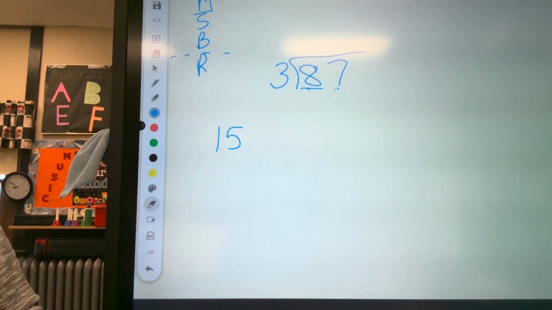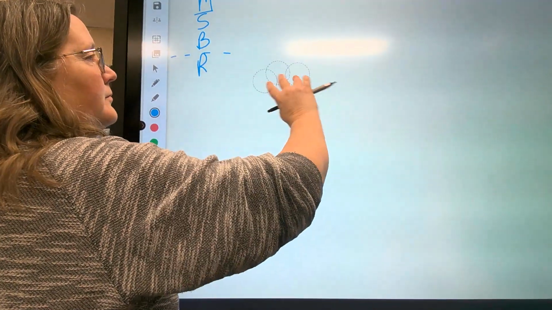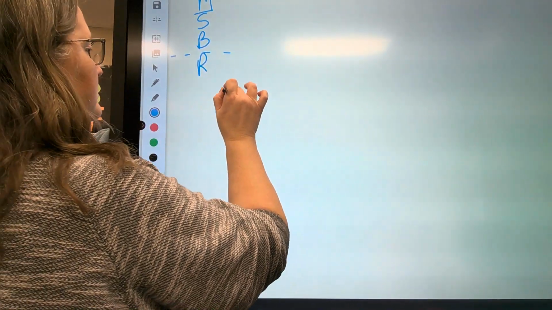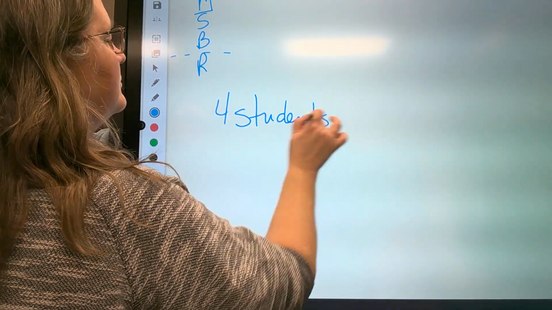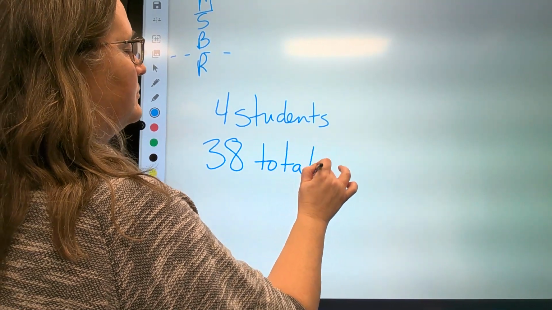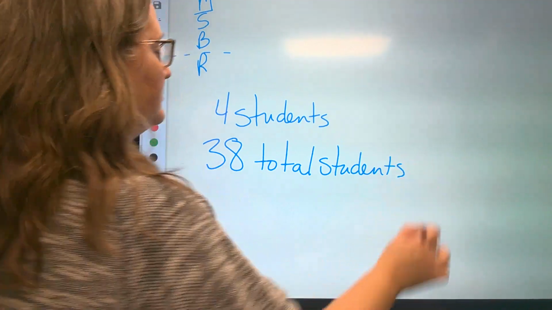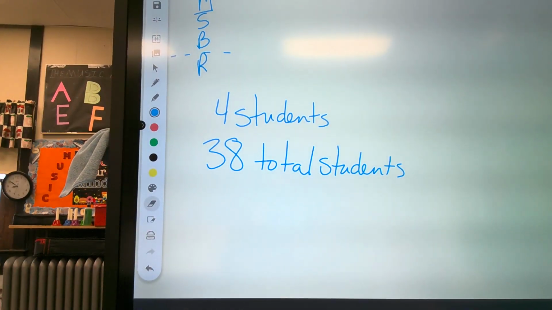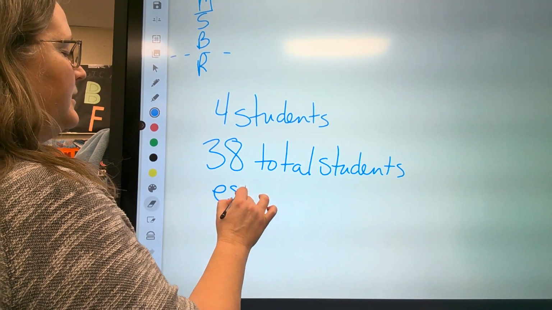All right, top of page 414, example 2. Raina, can you read it for me? 4 students can sit in each row of seats in a school bus. 38 students are getting on the bus. If each student sits in the first available seat, what is the reasonable estimate of the number of rows of seats that will be filled? Okay. And it's asking for a reasonable estimate.